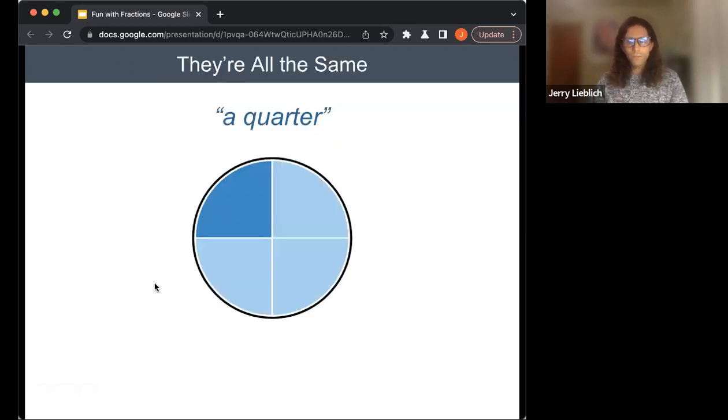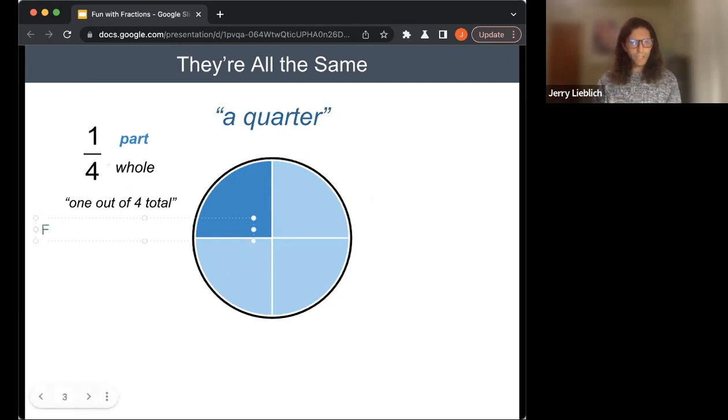So what a fraction is, we're talking about a part of something, right? And so I can say a quarter of this circle is dark blue. And I could express that as a fraction, which expresses that dark part as part over the whole. And this is kind of our general idea of what a fraction is. The fraction is the part over the whole.